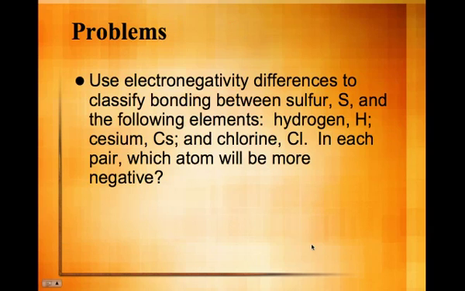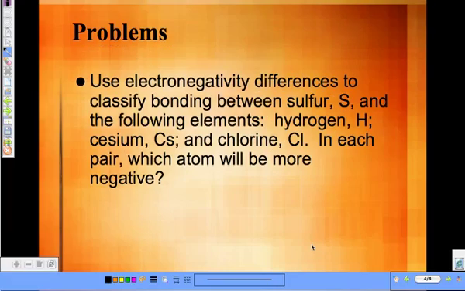So we're going to use electronegativities to classify the different bonds between sulfur and the following elements. So the first one is between sulfur and hydrogen. So what's the electronegativity for hydrogen or sulfur? 2.5. And hydrogen is 2.1, so our difference is, so what kind of bond would that make it? Polar covalent. On a worksheet, I'd like you to write it out. For your notes, you can do whatever you want.